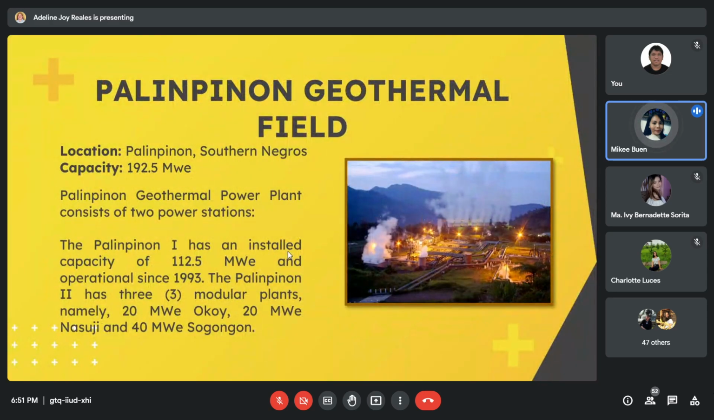The Palinpinon Geothermal Field. The Palinpinon Geothermal Power Plant consists of two power stations. The Palinpinon 1, with an installed capacity of 112.5 megawatts electric and operational since 1993. Next is the Palinpinon 2, which has three modular plants, namely the 20 megawatts electric Okoy, the 20 megawatts Nasuji, and the 40 megawatts Sogongon.